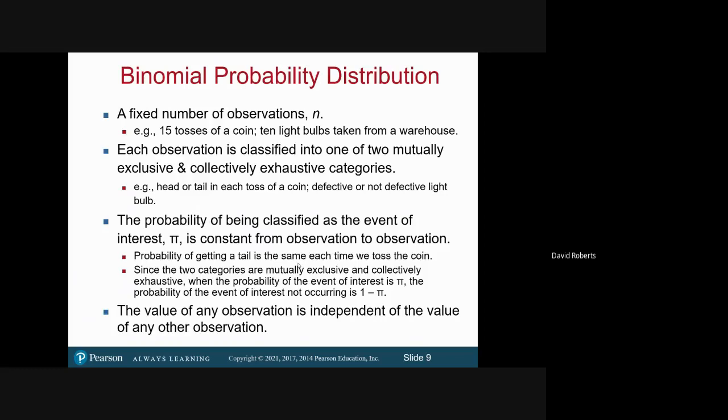Now, what if the questions are A through E? If there are 5 possible answers, it changes the probability. There's still 1 correct answer. In this case, there are 4 wrong answers. So the probability of success is 20%, 1 out of 5, and the probability of failure is 4 out of 5, which is 80%. And the final point is that the values are independent.